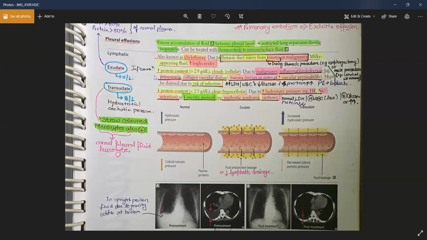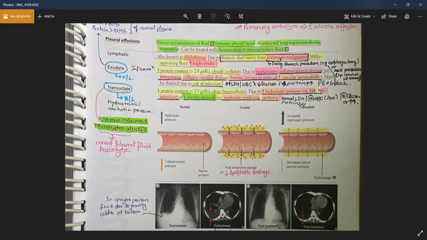So the protein count is always less than 60%, opposite to the criteria we discussed previously, right? Protein less than 60%, LDH less than 60%, having a normal LDH. No WBCs will be seen. It happens because of an increase in hydrostatic pressure that could be due to heart failure.